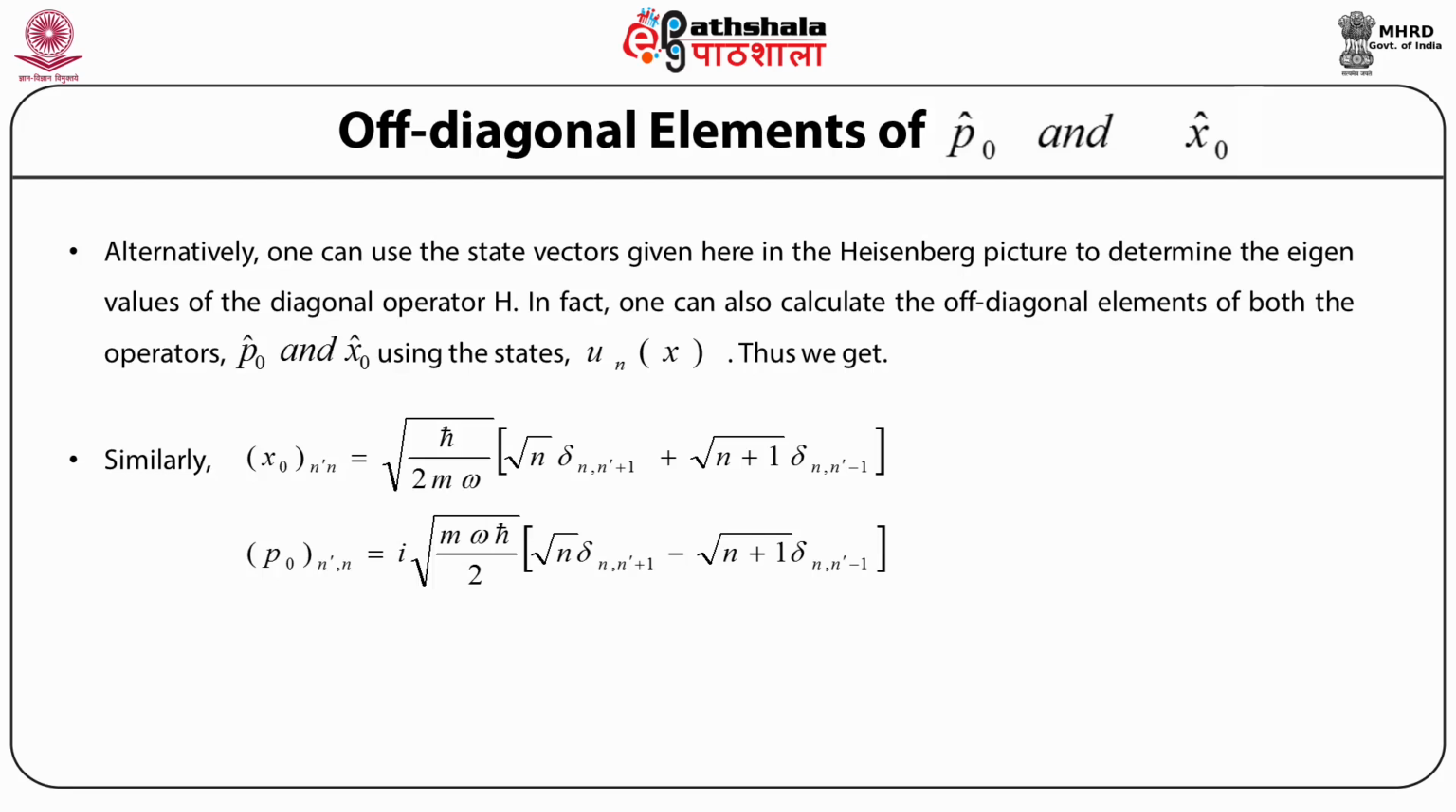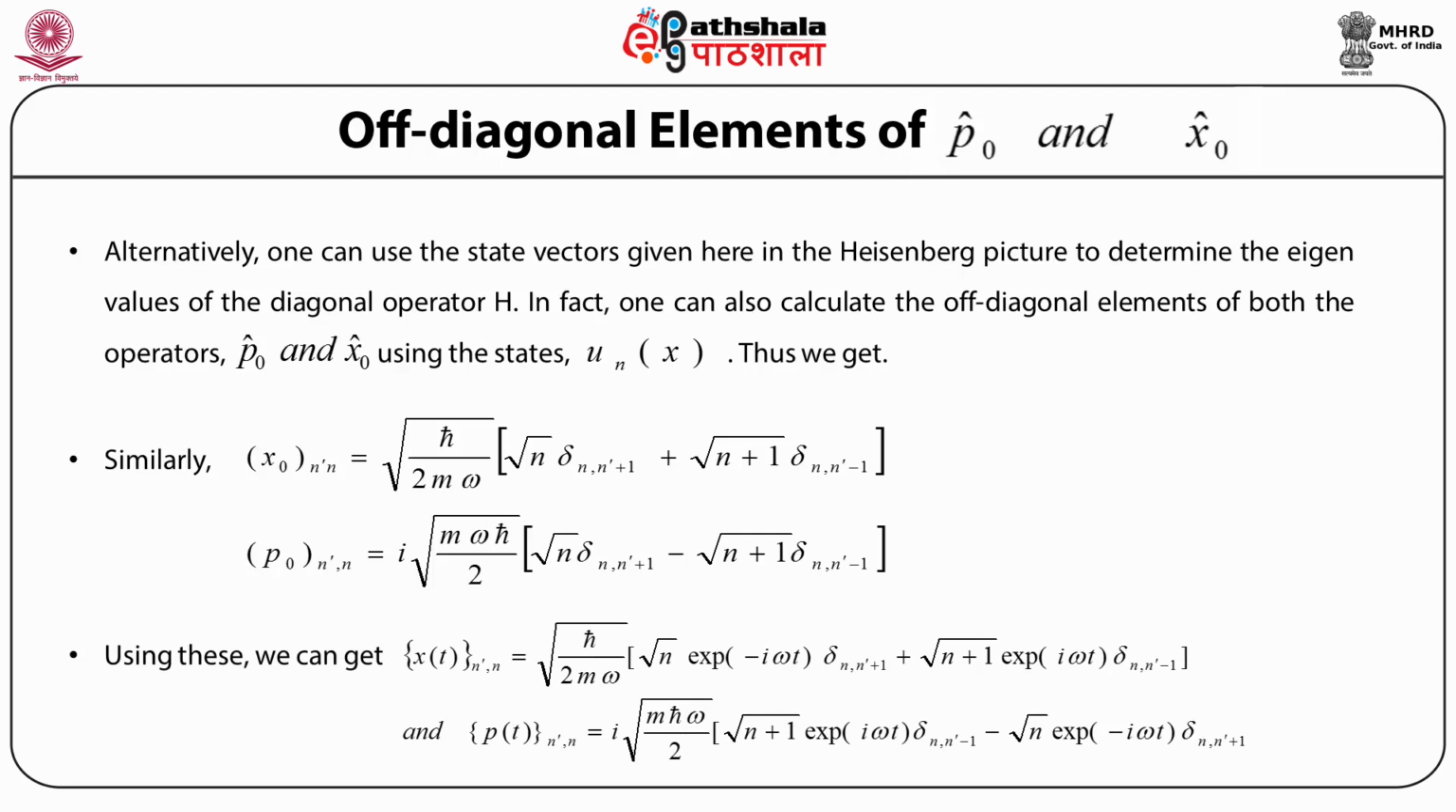is equal to i times the square root of mωħ by 2, times the bracket: square root of n times δ_{n', n+1} minus square root of n+1 times δ_{n', n-1}, bracket closed. Here delta is actually the delta function defined for the off-diagonal elements n and n'+1 for the first term within the brackets and n'-1 for the second term within the brackets.